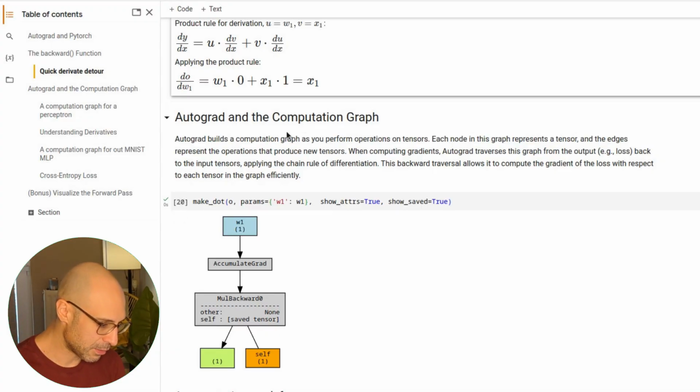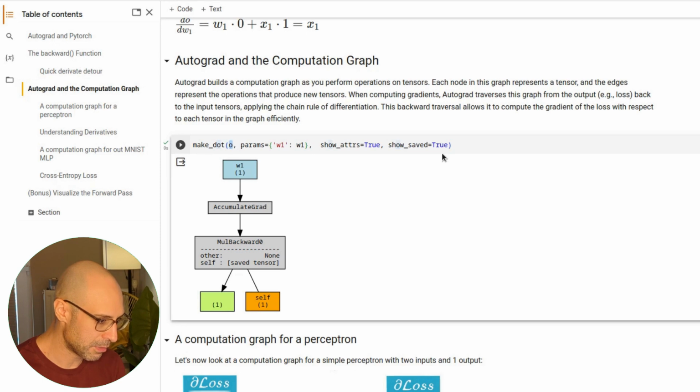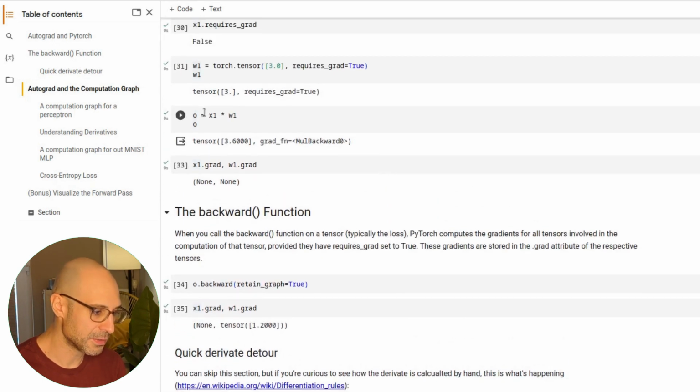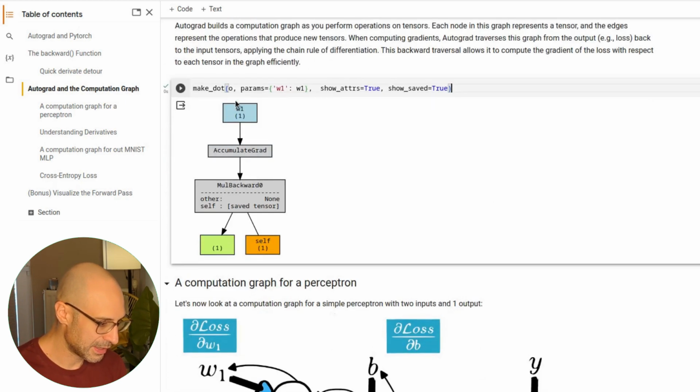Computing the derivatives of simple functions can be done by hand, as we've seen, but if we have a very complex function, it is really hard to do, and we have to keep track of all of the individual operations which are involved, and we saw that this can be done with the computation graph. Now, we can visualize the computation graph with this make dot function. So we pass O. You remember O is the result of our simple computation here. And when we run this, you will see the graph that PyTorch has created to keep track of these operations.